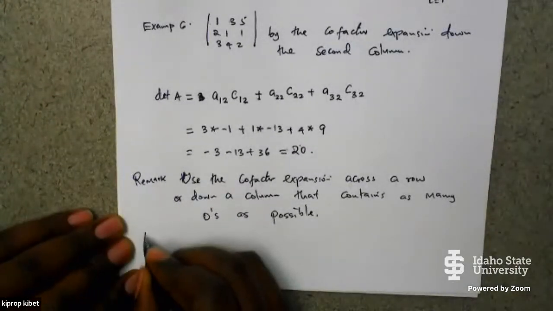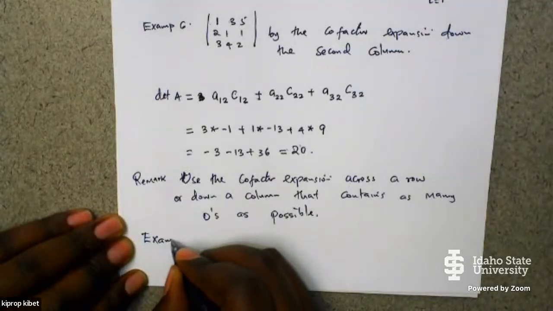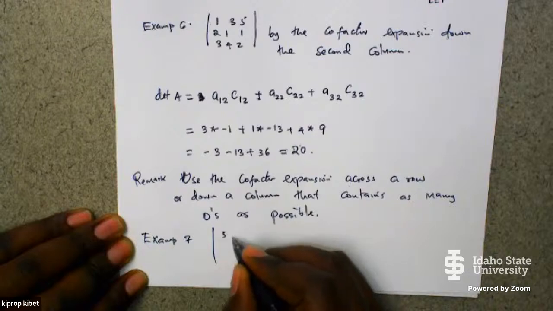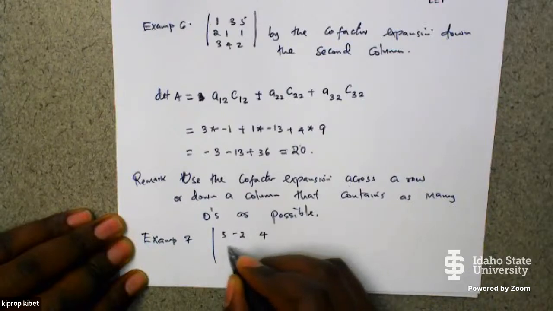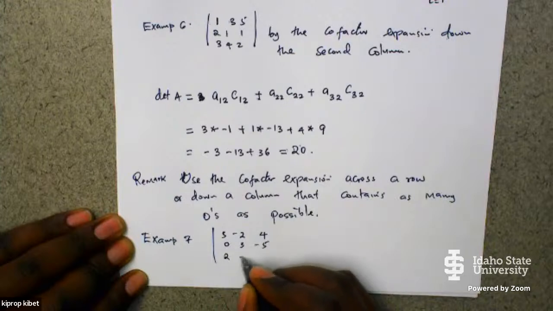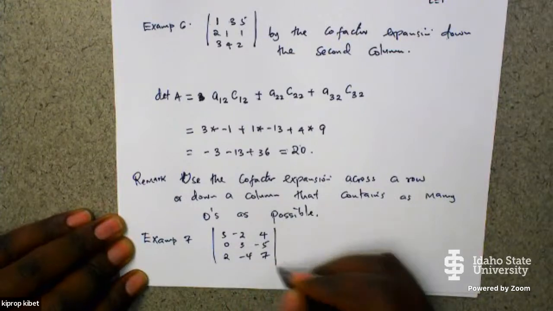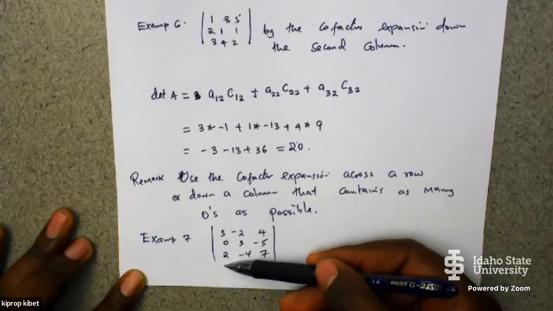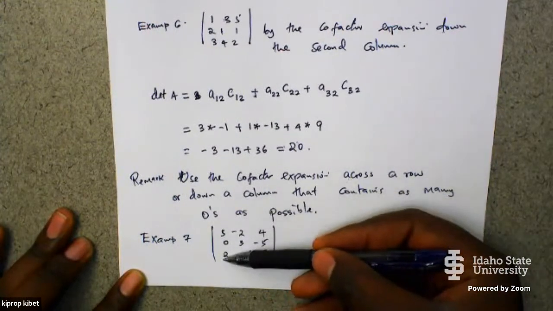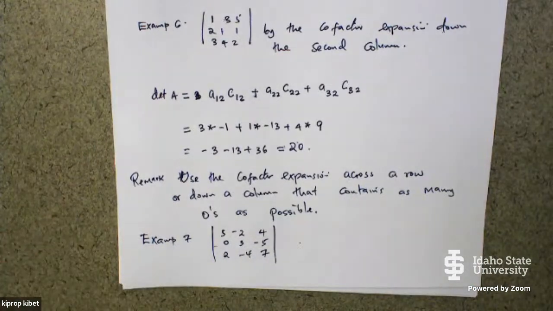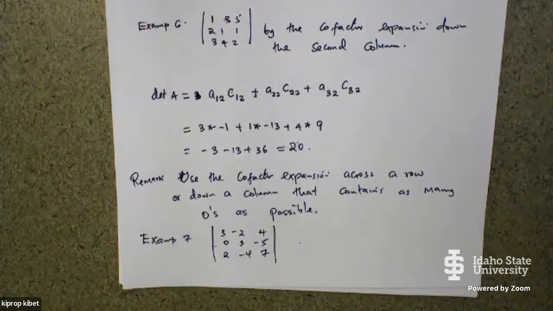When we meet, we'll look at this example. Example number 7: compute the determinant of 5, 9, 2, 4, 0, 3, 5, 2, minus 4, and 7. Since we have 0 here, you can use this way, or you can use this way. So you take the one which has more zeros.